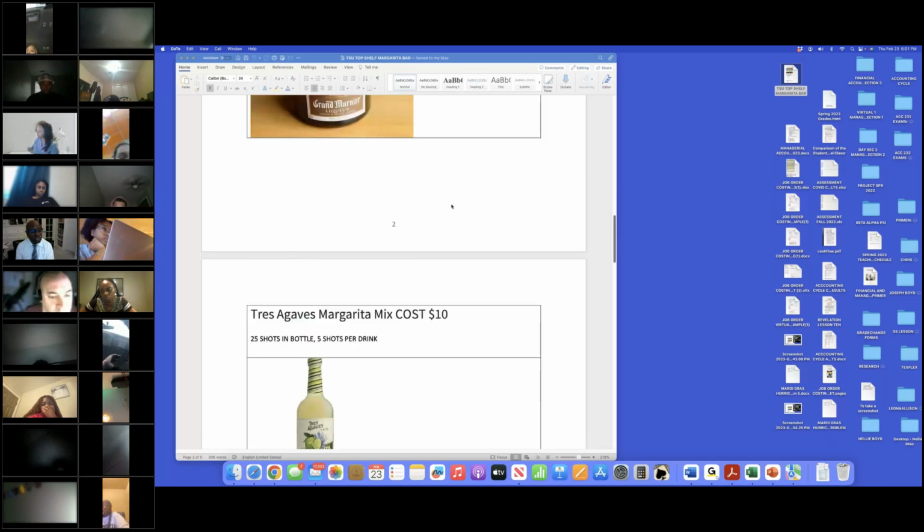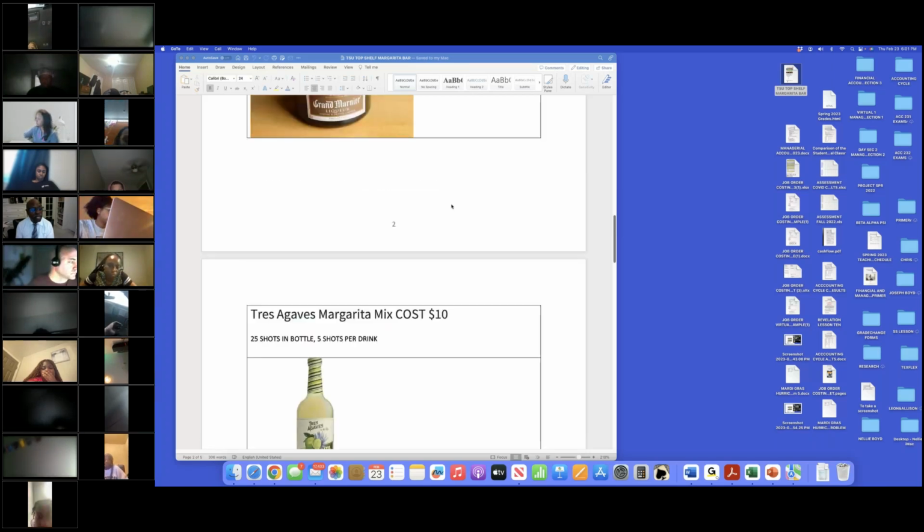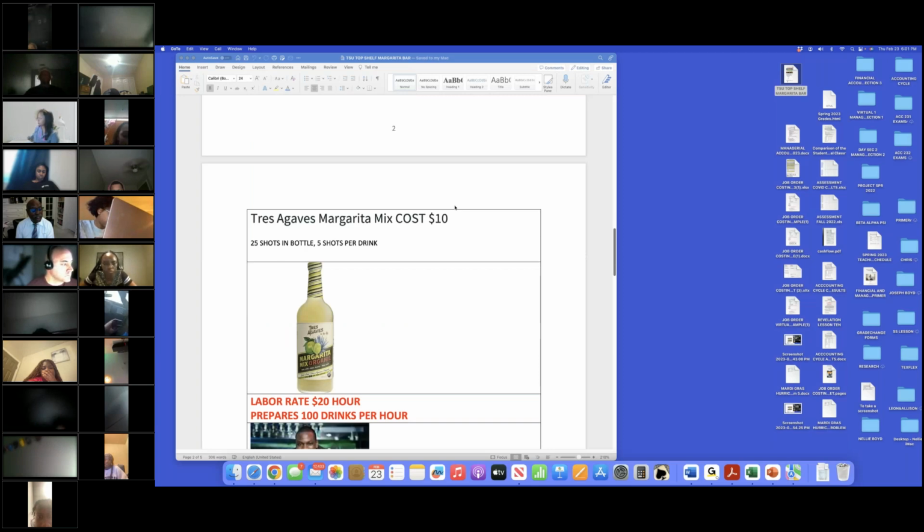Then your margarita mix, 25 shots in the tin. So how much is that? Okay, that's about 50 cents. And then 5 times that is $2.